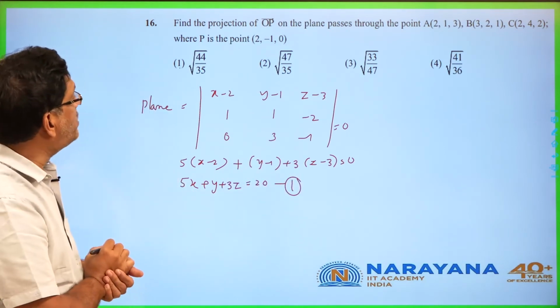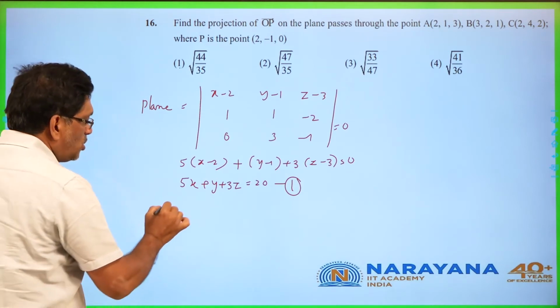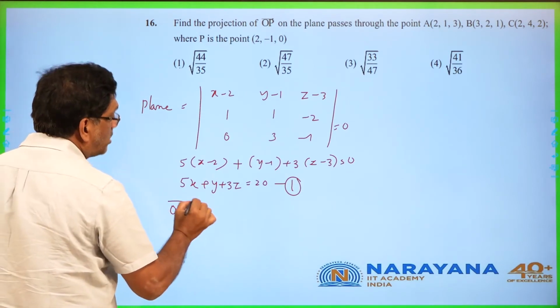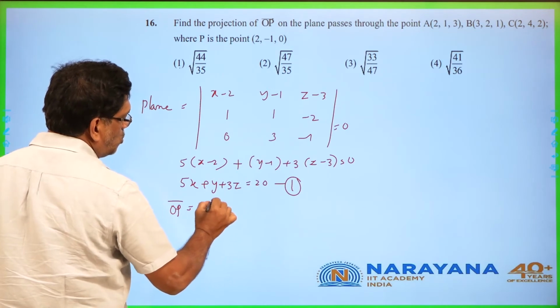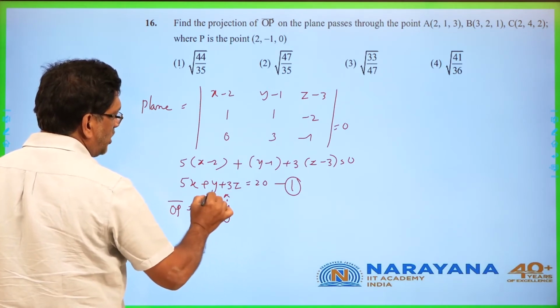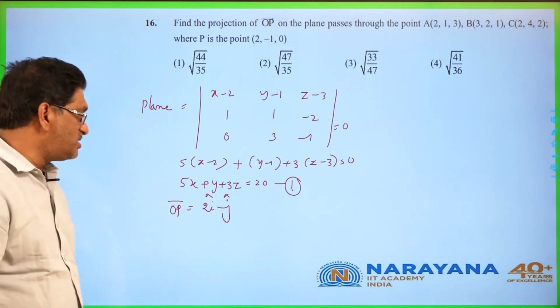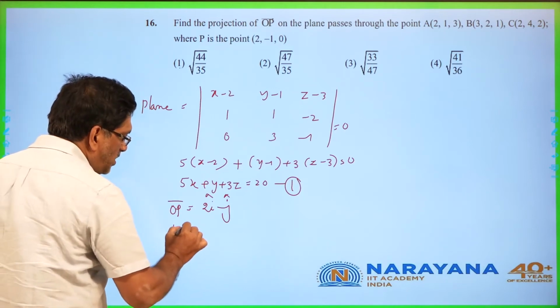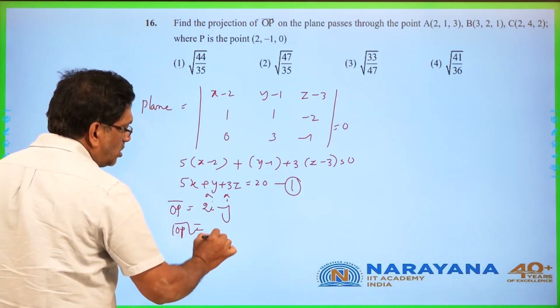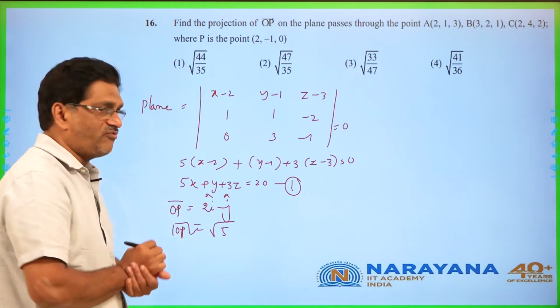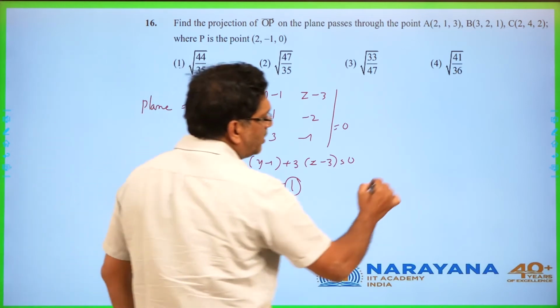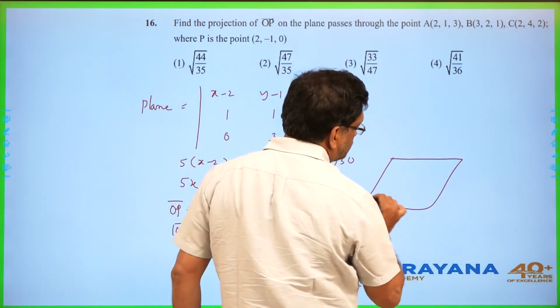Then what he has given? He has given a point. So your OP bar equal to 2i minus j. Mod OP equal to root 5. So now it is simple. He has given a plane like this.